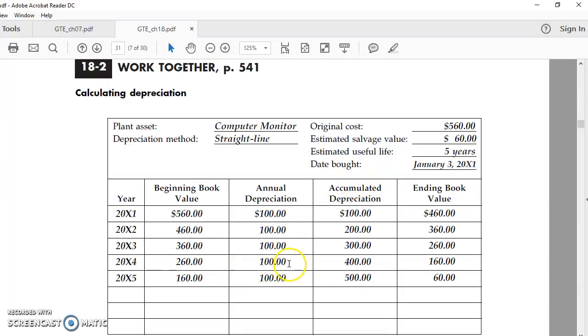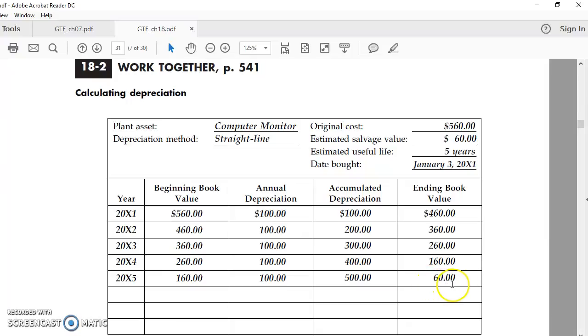And again, you have a $100 annual depreciation. Subtract your $100 depreciation from your 260 and you're going to get 160, with accumulated depreciation of $400. The 160 is brought down to the beginning of the last year, 2005. Subtract the 100 from the 160 to get $60. And your accumulated depreciation is going to be $500. So this is straight line depreciation. A couple things I want to remind you of. Straight line depreciation means the same value is going to be depreciated every year of that asset's useful life.